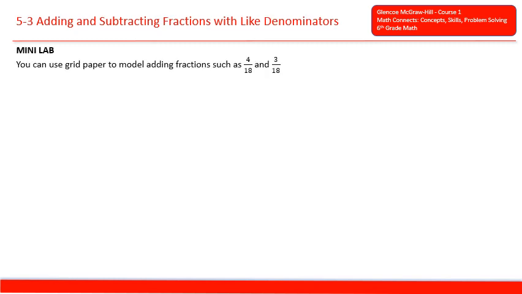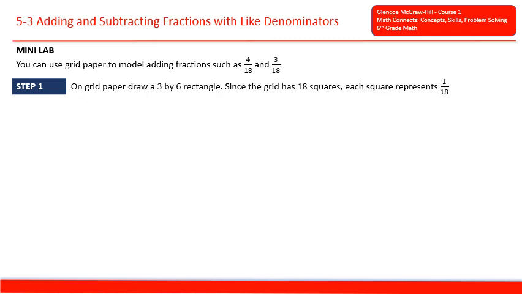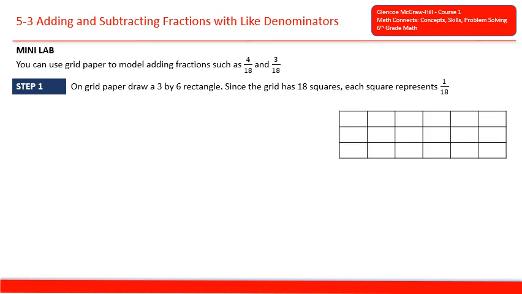Mini lab. You can use grid paper to model adding fractions such as 4/18 and 3/18. Step 1. On grid paper, draw a 3x6 rectangle. Since the grid has 18 squares, each square represents 1/18. As you can see, our grid has 3 rows and it has 6 columns.